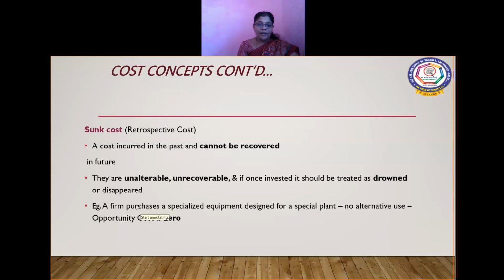For example, if a firm purchases a specialized equipment designed for a special plant, the expenditure on this equipment is a sunk cost because it has no alternative use. Its opportunity cost is zero. So sunk cost is also known as retrospective cost.